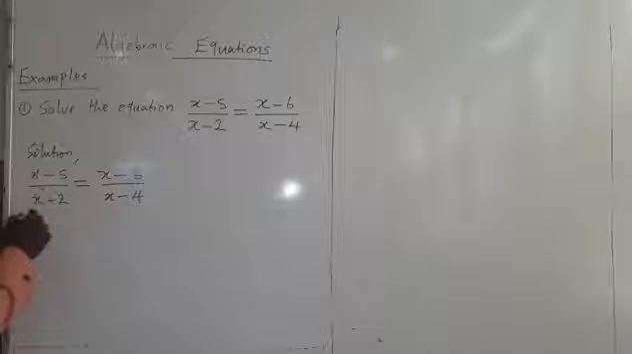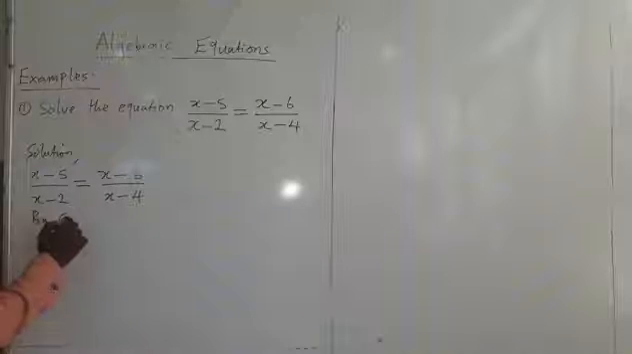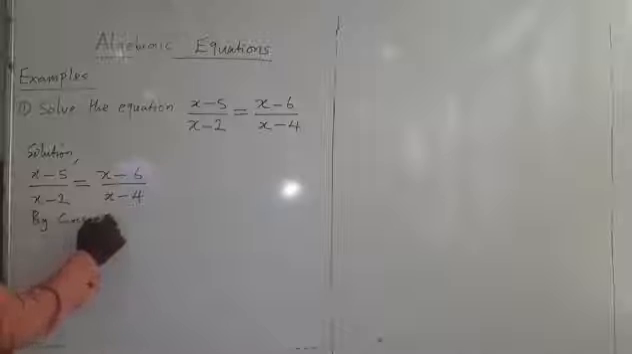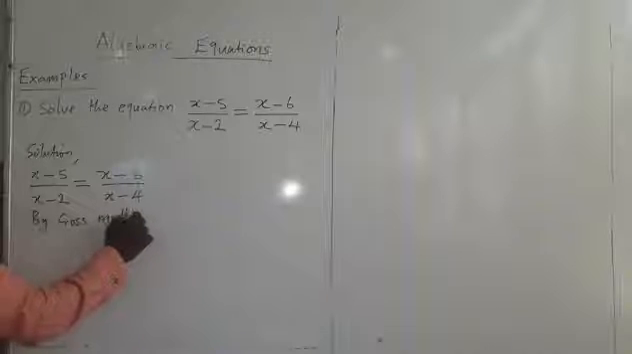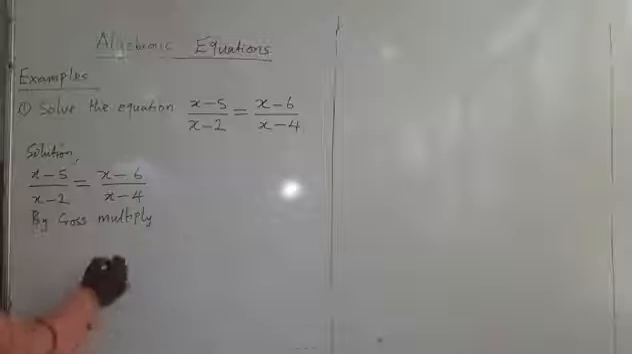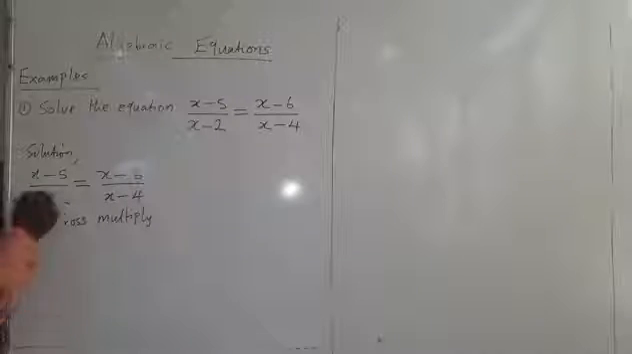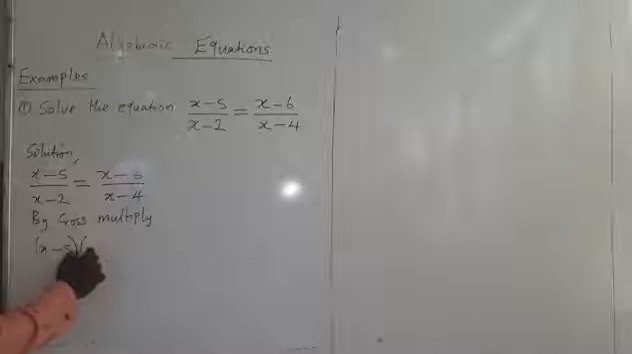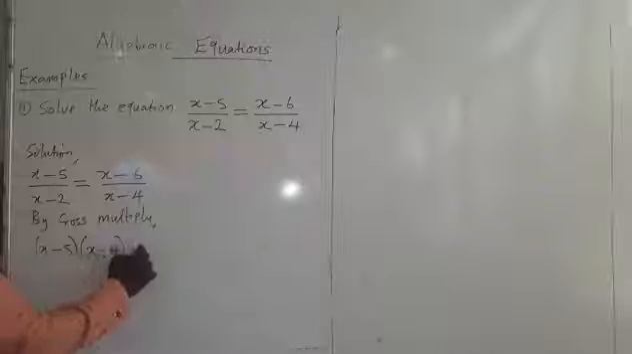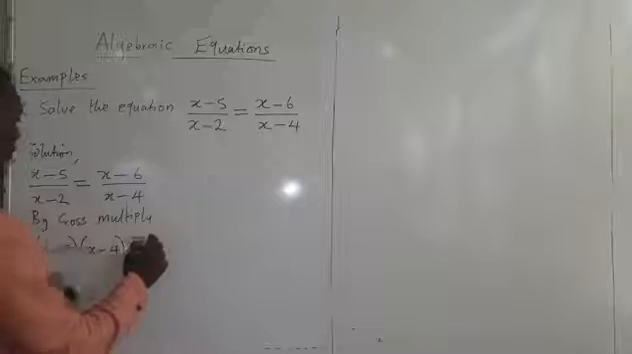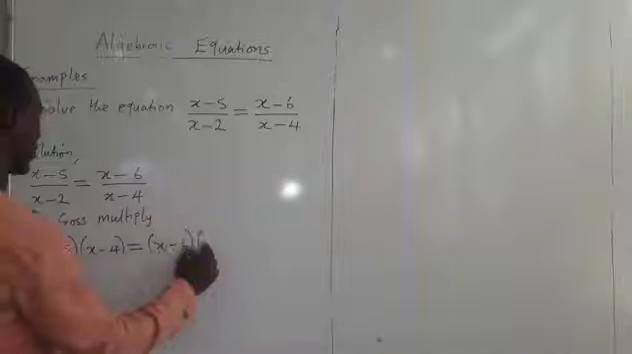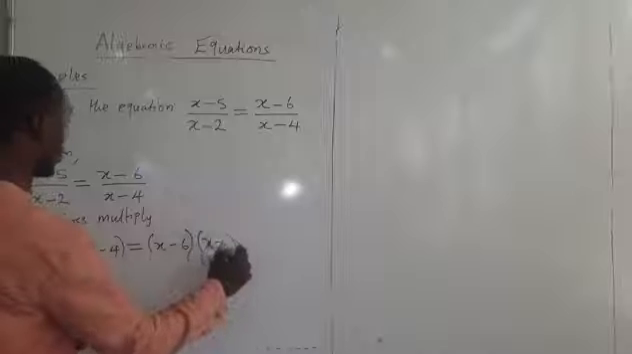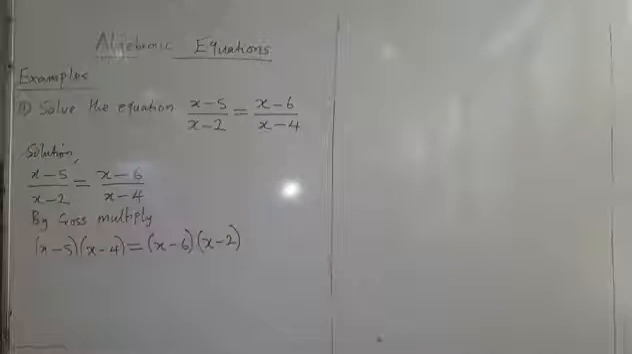So we cross multiply. We now have x minus 5 multiplied by x minus 4, equals x minus 6 multiplied by x minus 2. So the next thing to do is to open the bracket, that is, to expand the bracket.